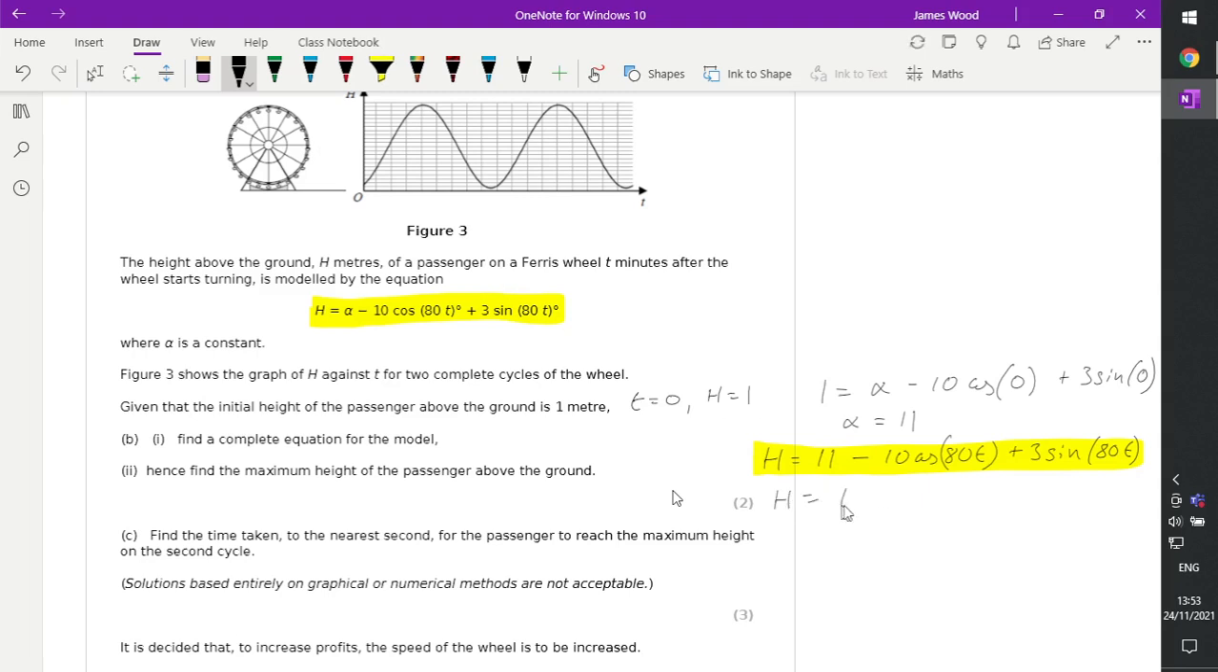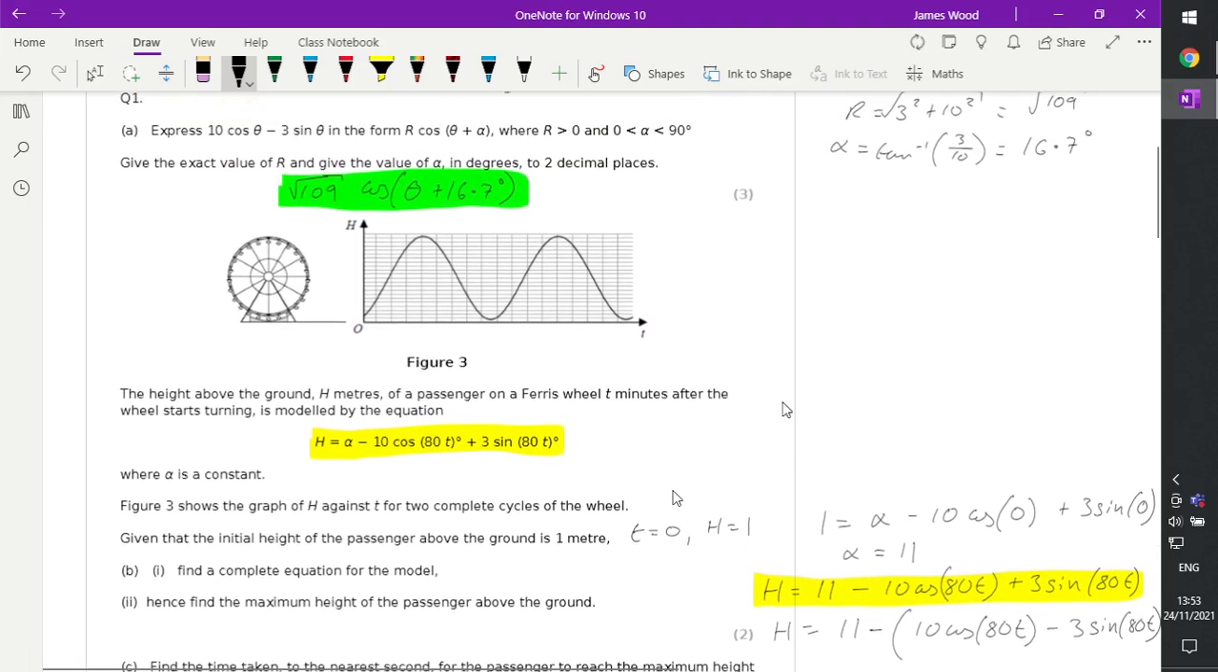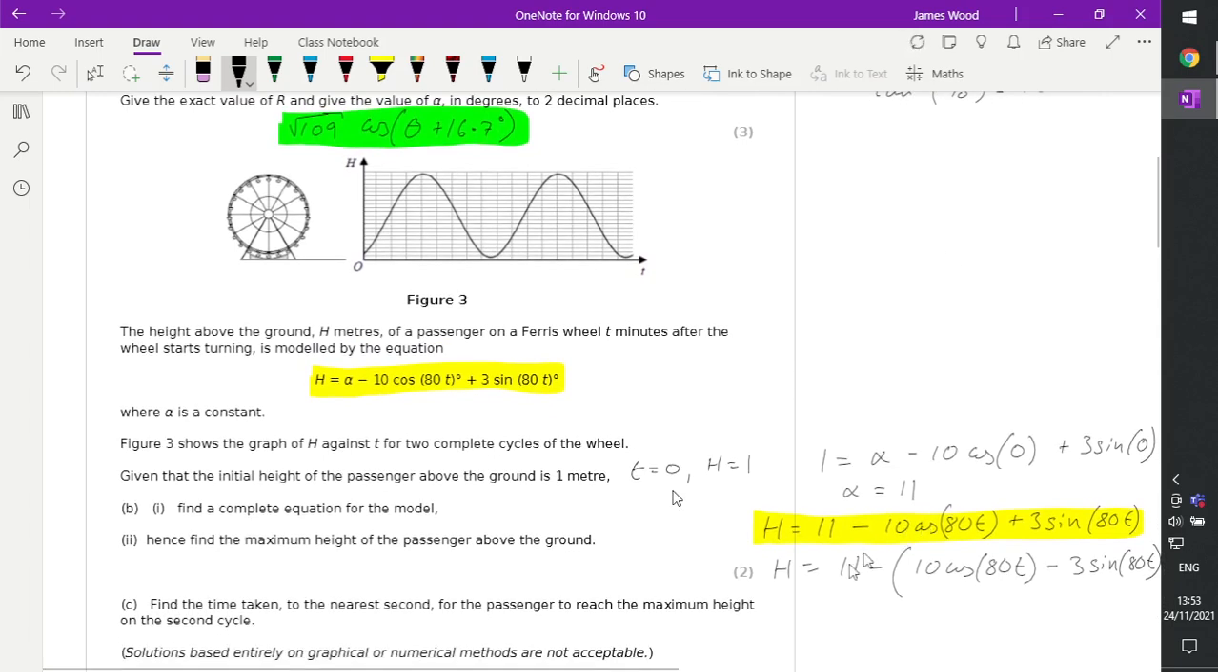h equals 11 minus 10 cos 80t minus 3 sine 80t. So now that is in the same format as I had before, because it's 10 cos minus 3 sine. So I could now replace that bit in the bracket with what we worked out earlier.